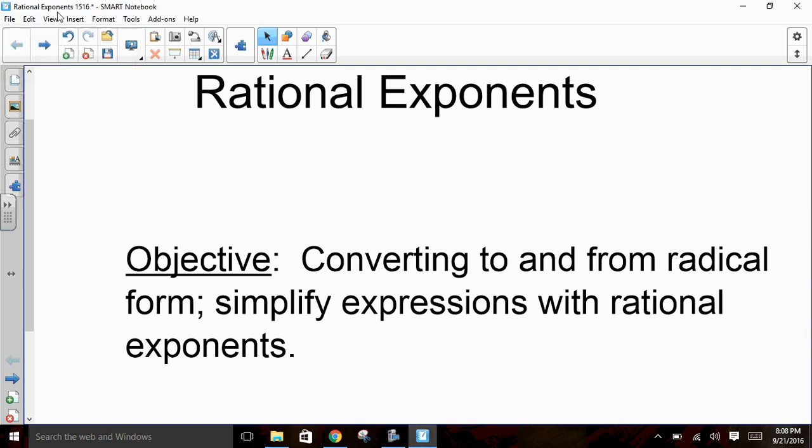Alrighty, so today we're going to start talking about rational exponents. So the past couple days you have spent learning about how to simplify a radical, whether that be square root, cube root, fourth root, fifth root. And then you started doing the same idea, only then you added variables to it. So now what we're going to learn how to do is going back and forth from exponents to radicals.